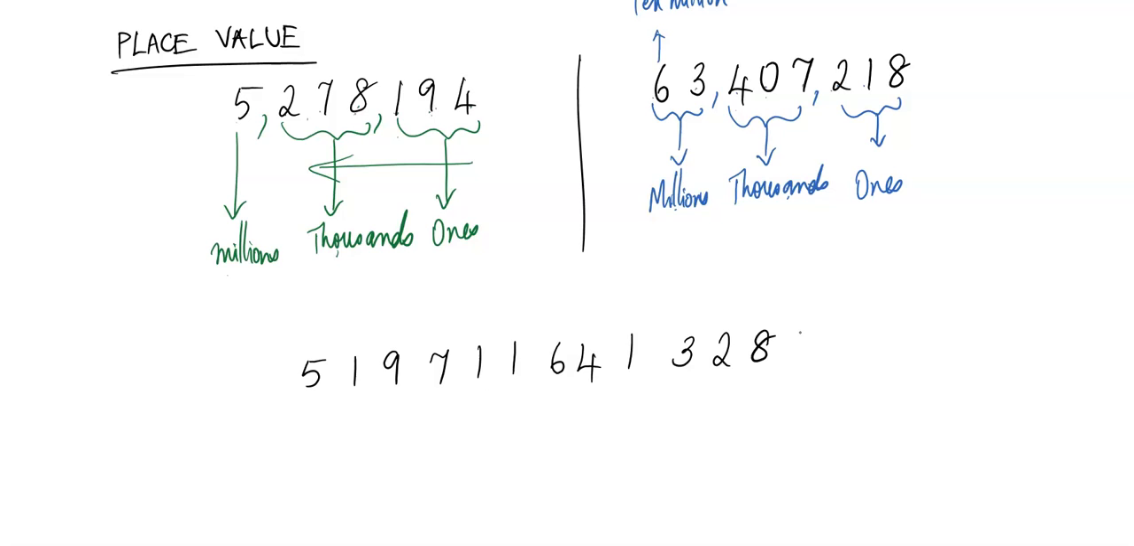Okay, let's do the grouping this time. 1, 2, 3, comma, 1, 2, 3, comma, 1, 2, 3, comma, and there's 1, 2, 3. So this will be the ones.